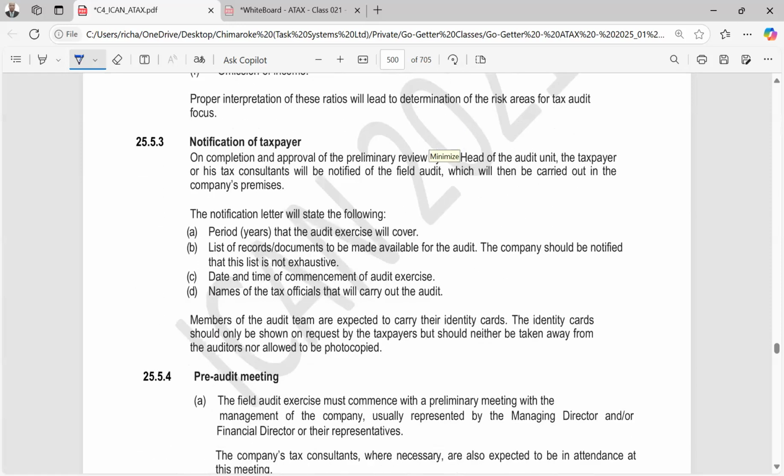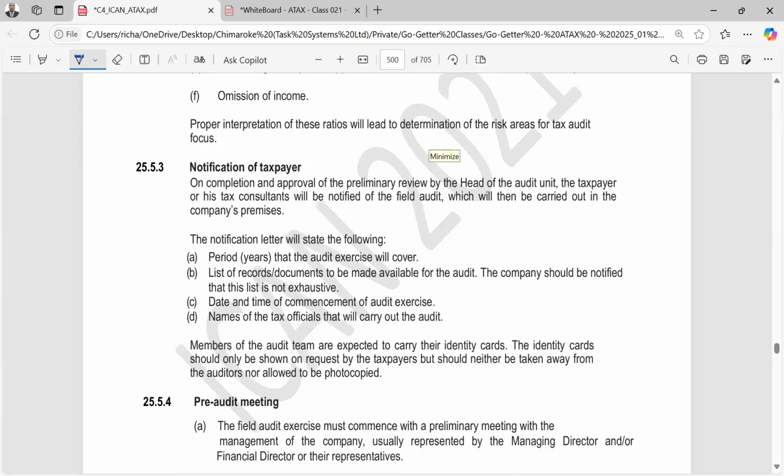Now, notification of taxpayer. When all the checkings have been carried out, and the audit is a good thing, and there's substance to that, you need to notify the taxpayer of the preliminary review of the company. You're going to route it through the head of audits. And the taxpayer or his consultant will be notified that a field audit will be carried out on the company's premises.